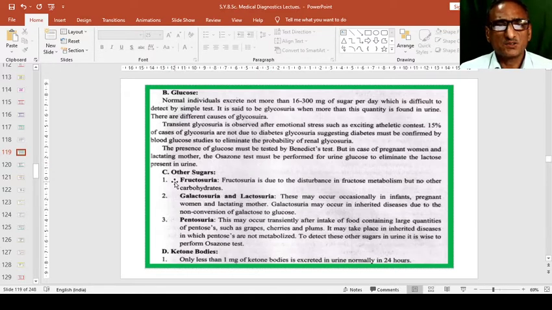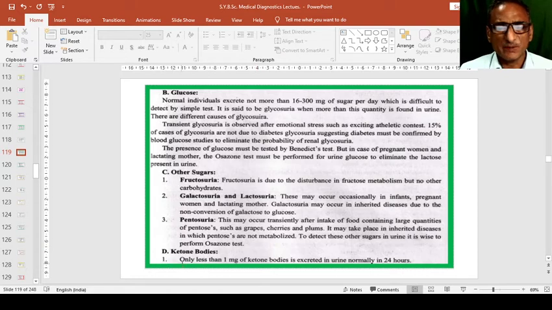Other sugars like fructosuria or galactosuria or lactosuria, then pentosuria, because sugars are present in different materials, not only as a clear sugar, but milk sugar or fruit sugar, or likewise different sugars are there, and if intake of the sugar comes to the urine, it is a patient of glycosuria or glucosuria or likewise disease.